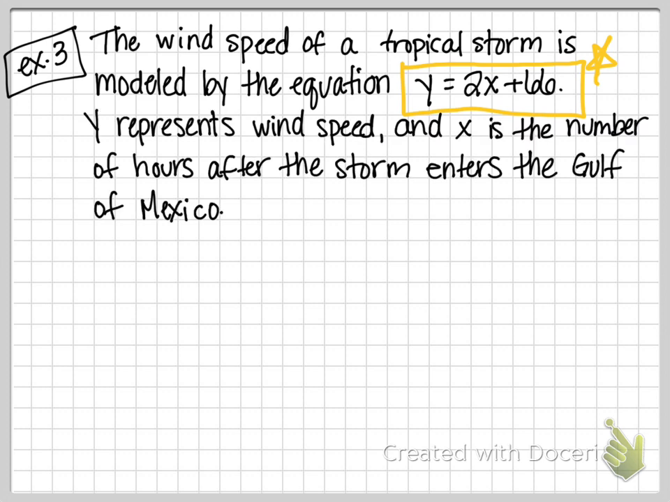Okay, because sometimes it's embedded in a lot of words, but that's super important information to be able to solve. All right, so here's what it says. Y represents wind speed, and x is the number of hours after the storm enters the Gulf of Mexico. So on our graph, whatever our y equals is going to be the speed of the wind. So when we get a y value, that y means how hard the wind is blowing. And x is representing the hours, so however many hours it's been, time, after the storm comes into the Gulf of Mexico. And let's see what they ask us.